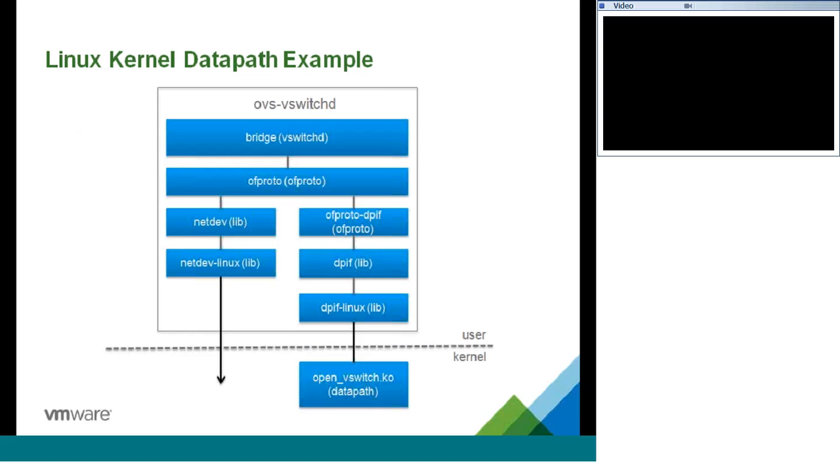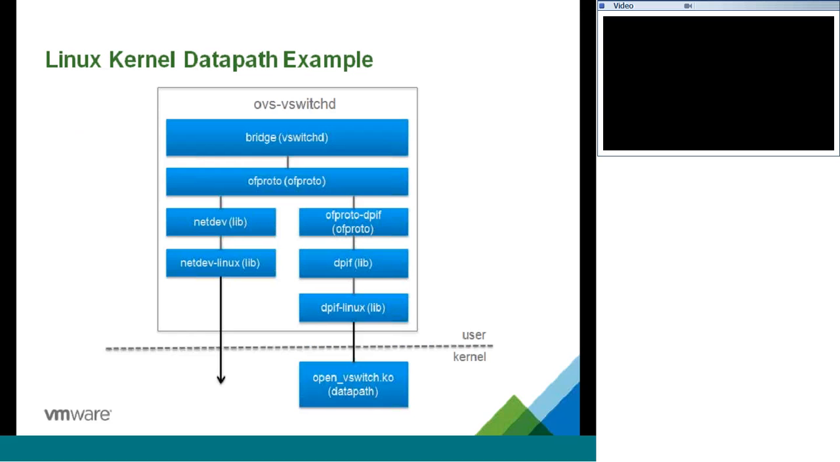I think I'll work with that clear. So vSwitch: the names in parentheses are the directories where the files exist. Bridge is sort of the top level. When you configure something, you have bridge instances. That's in the vSwitch directory.